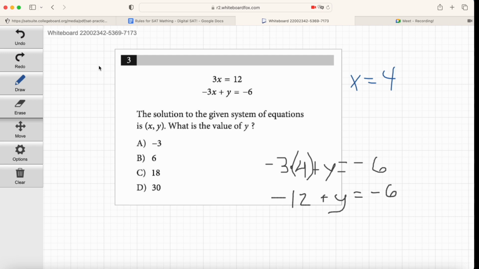How do we solve for y? We're just one step away. We just find the difference between negative 12 and negative 6, which is 6. Or you could say add 12 to both sides as well. That would work also. And so what's negative 6 plus 12? Negative 6 plus 12 is 6. It's just 6. What's the answer? 6, which is D. There you go.